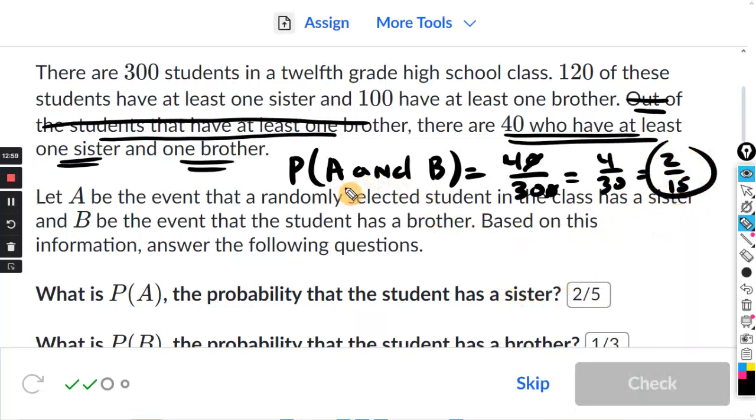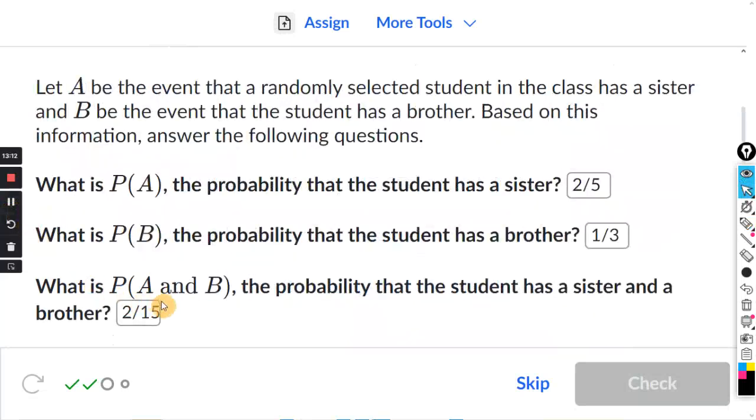Remember, for A and B, make sure you select it out of the total. There's nothing given here, so don't say given that it's at least one brother. This is out of the whole total. All right, so for A and B, it's 2 out of 15.